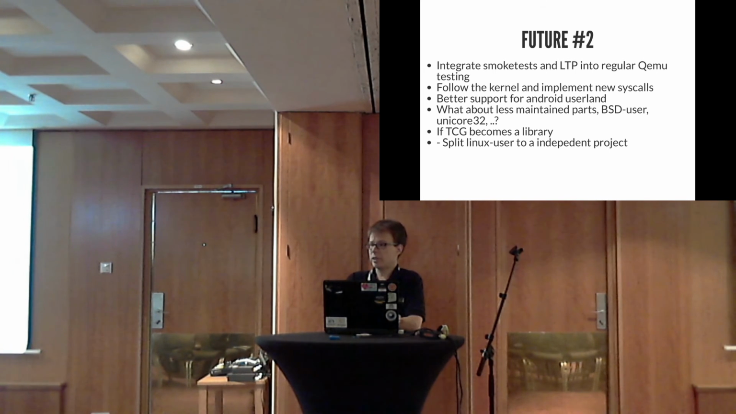Then, as said, we need some people to work on the BSD user parts. There are some odd architectures like Unicore 32 that hasn't seen a commit for years. And if eventually we get that libtcg, there's the discussion if it would make sense to have LinuxUser as its own completely independent project. So, any ideas or discussion on this front?